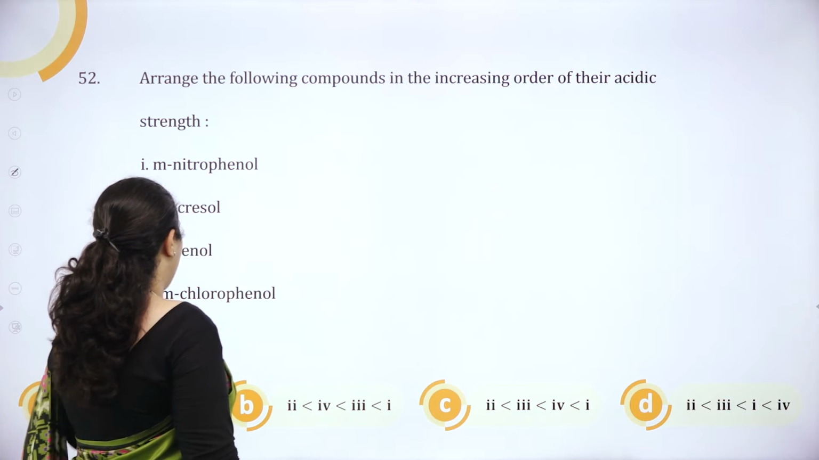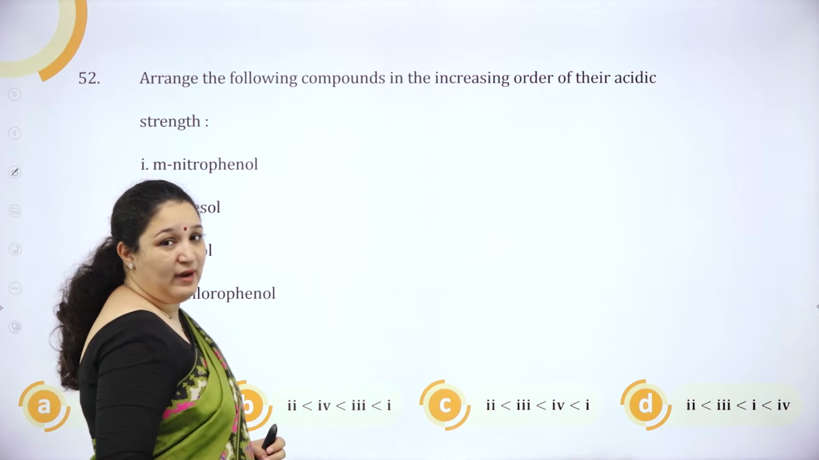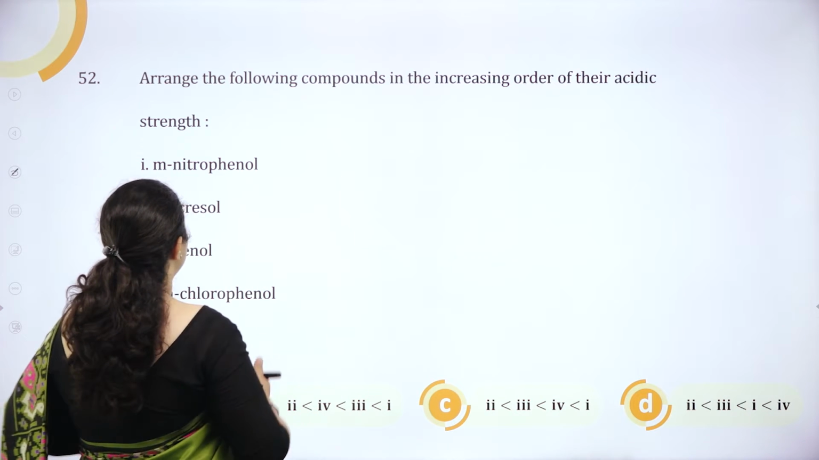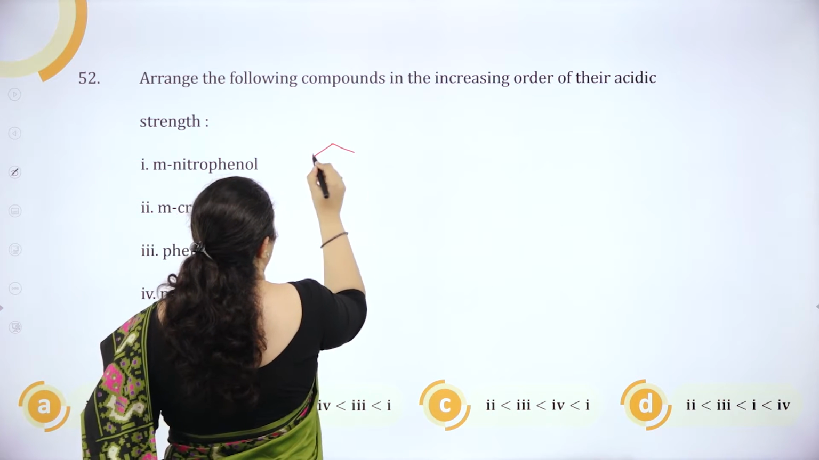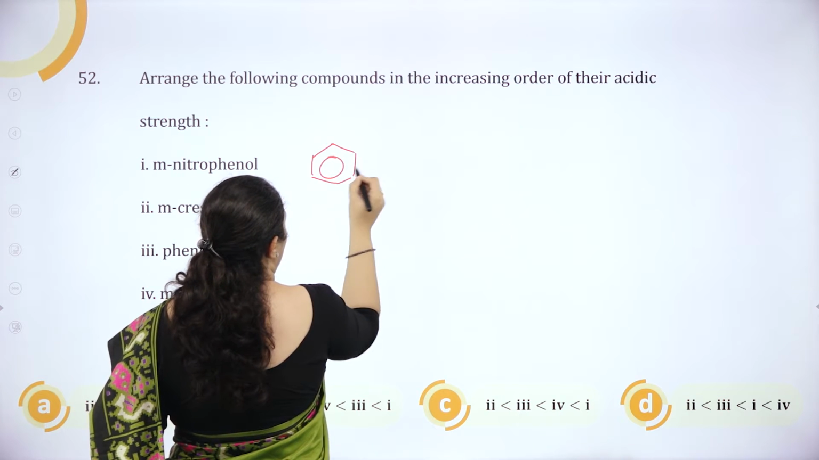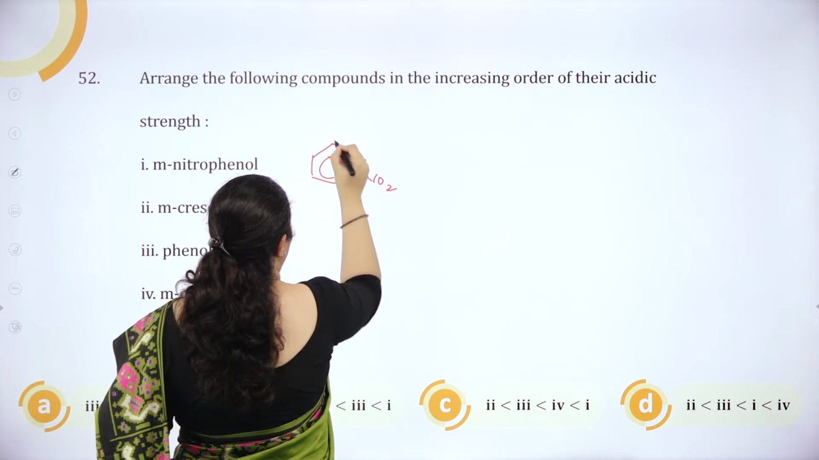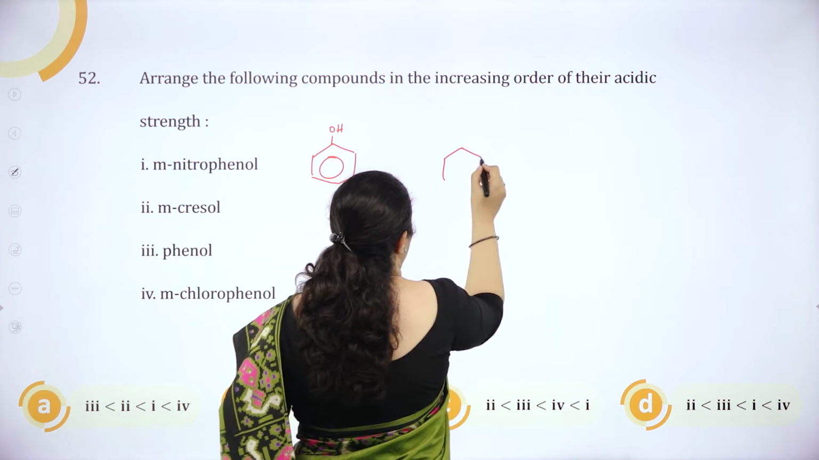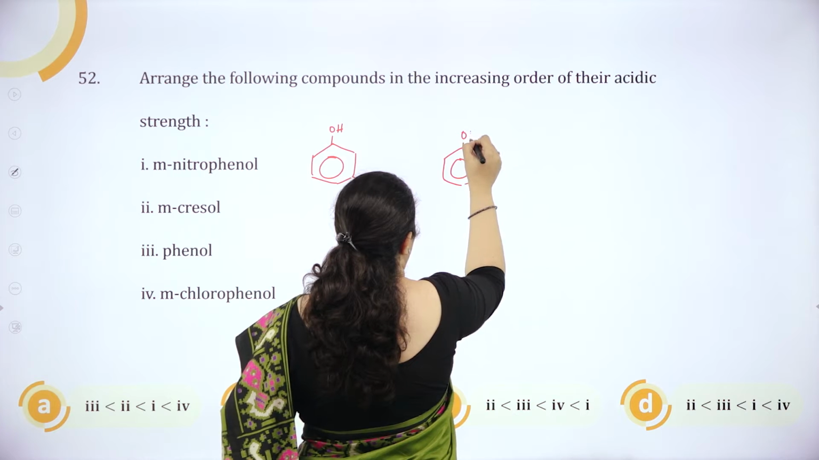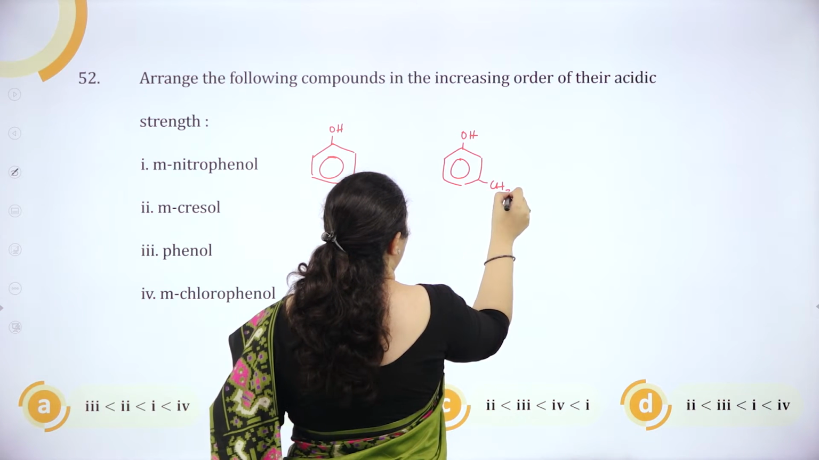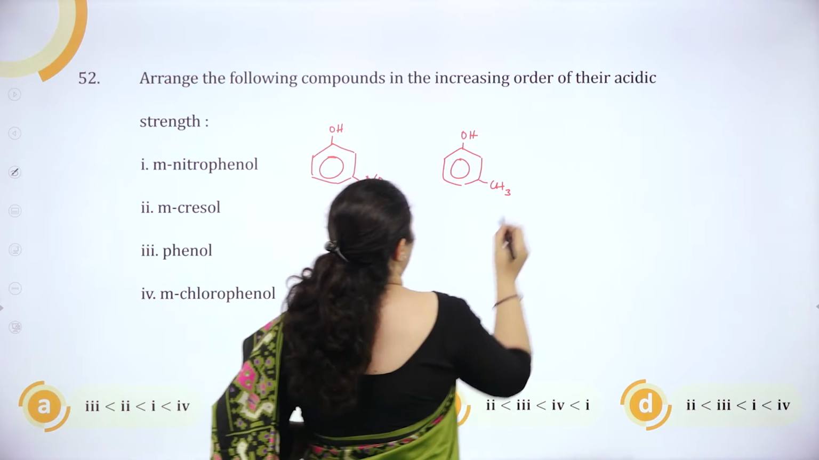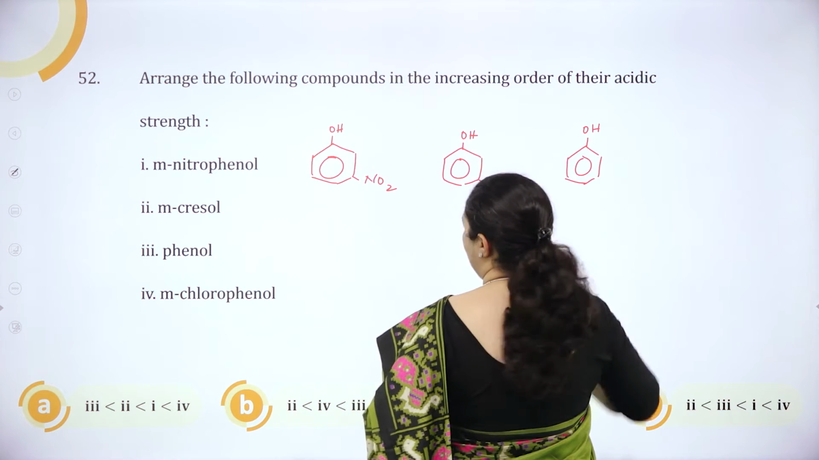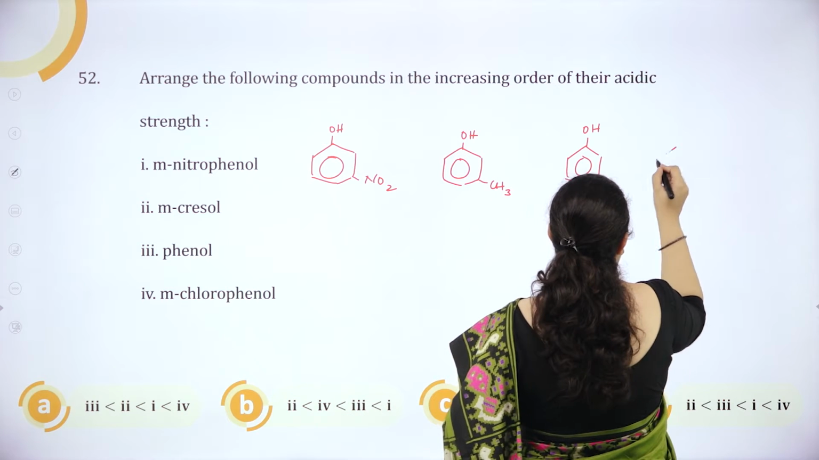So I have these 4 compounds. I have to arrange them in what? Increasing order of their acidic strength. So we'll see meta-nitrophenol. So I have meta group nitrophenol. Next is metacresol. Metacresol andre OH CH3 is in the meta position. Then we have phenol. The last one is metachlorophenol.